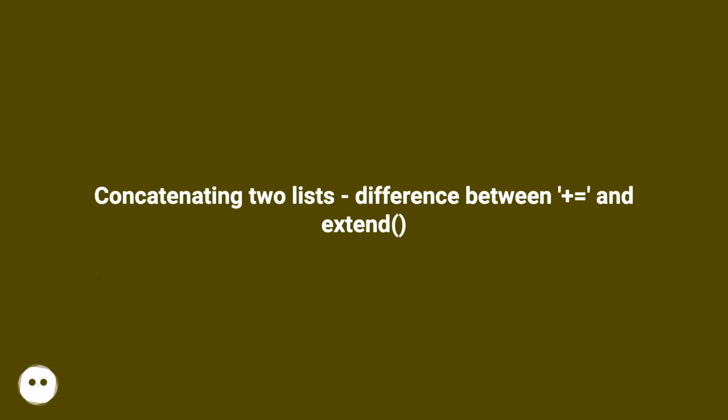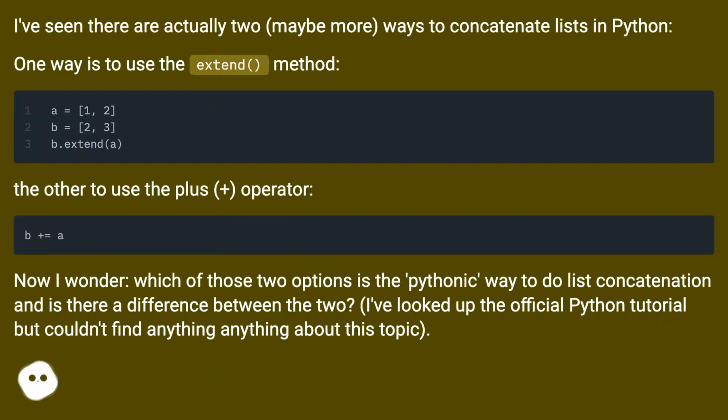Concatenating two lists, difference between a += a and extend. I've seen there are actually two, maybe more, ways to concatenate lists in Python. One way is to use the extend method. The other to use the plus operator.